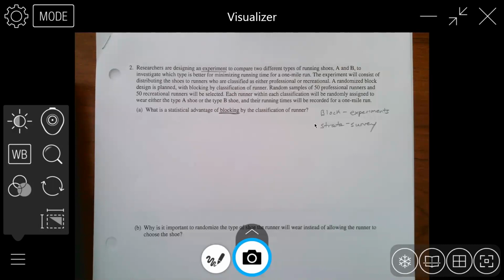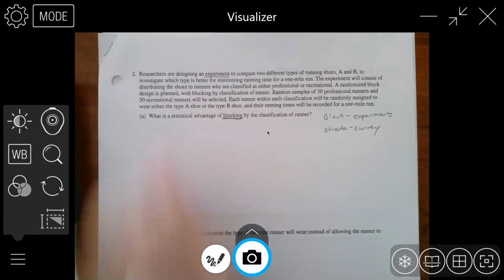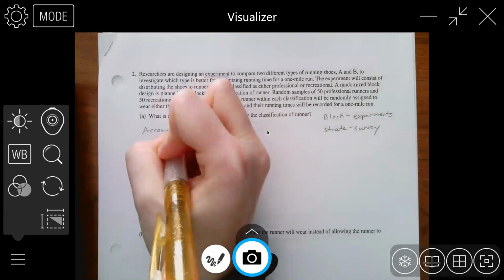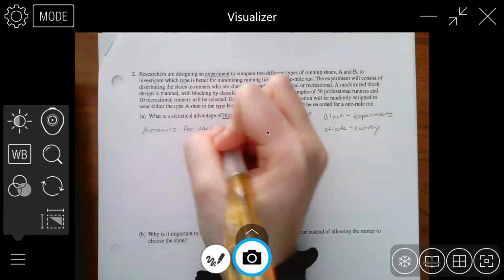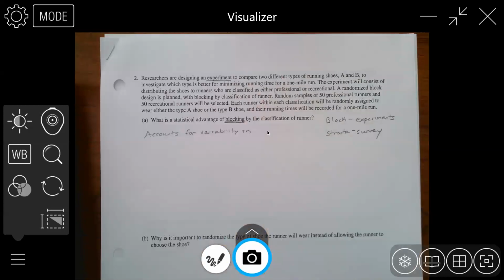So for this one here, it's actually going to be the variability for the blocks. Reducing confounding variables is more about randomly assigning to treatment groups, okay? So the blocking goes hand in hand with that variability. The first thing we want to say here is it accounts for variability, and then it's going to be the response variable which we're measuring, which you could say is the running time or running speed, something like that. So it accounts for variability, and I'll just say running time.